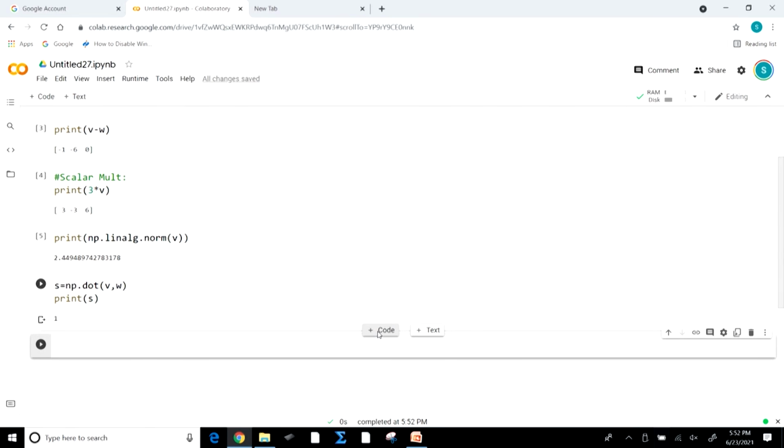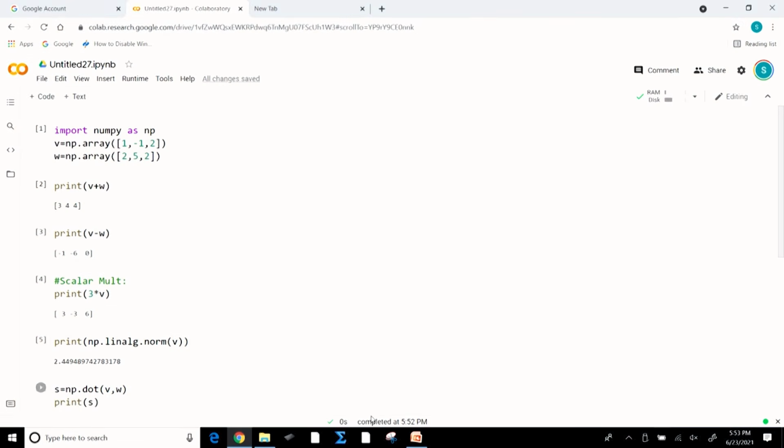Similarly, you can explore more operations related to vectors, and we will do it in subsequent lectures. In the next lecture, we will take some basic matrix algebra. With this, let me close this lecture.